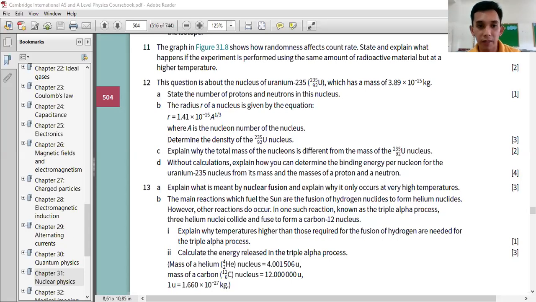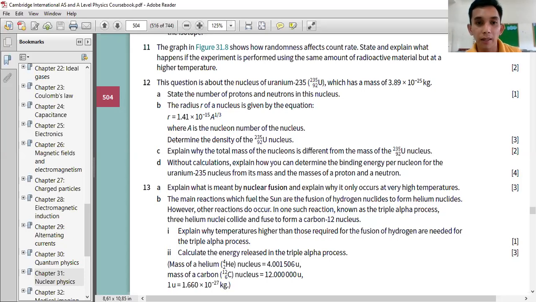And then for 12C, the question just now is to explain why the total mass of the nucleons is different from the mass of the uranium-235 nucleus. Oh, sorry, for number 12B, after you find the volume, then you need to find the density because you know the mass, right? You know that density is mass over volume. So find it from that equation.